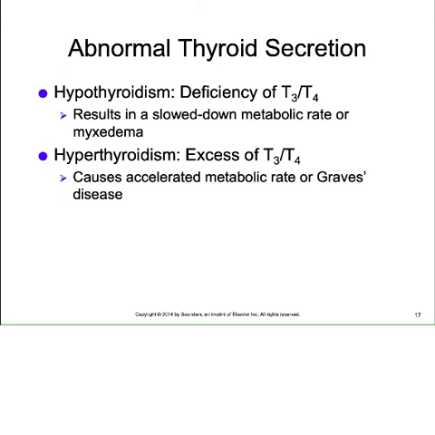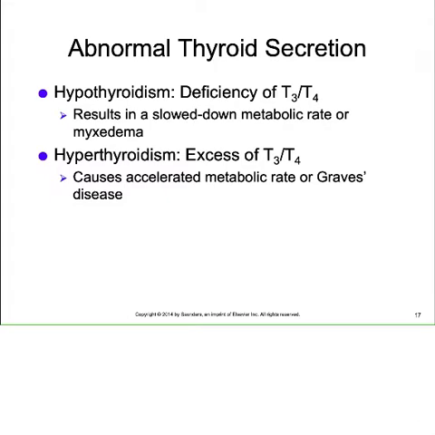In hyperthyroidism, we have overproduction of T3 and T4. That can be the result of a tumor on the gland. It can be the result of a condition called Graves' disease, in which autoantibodies attach to the thyroid gland and lock it in the on position. These individuals tend to be thin, have high body temperature, have bulging eyes, and they tend to be anxious all the time.